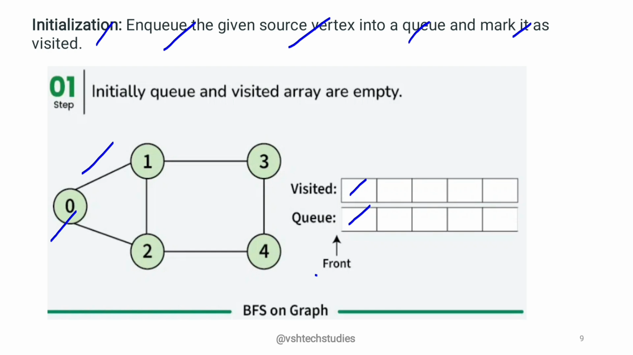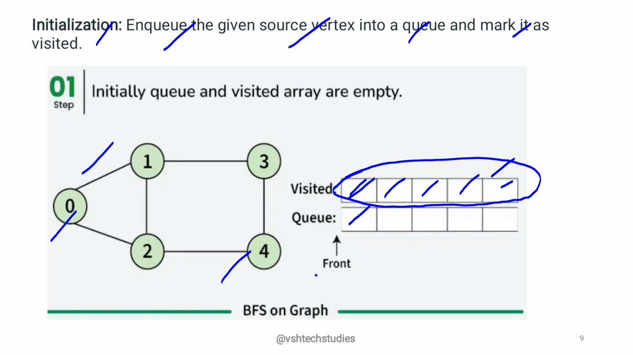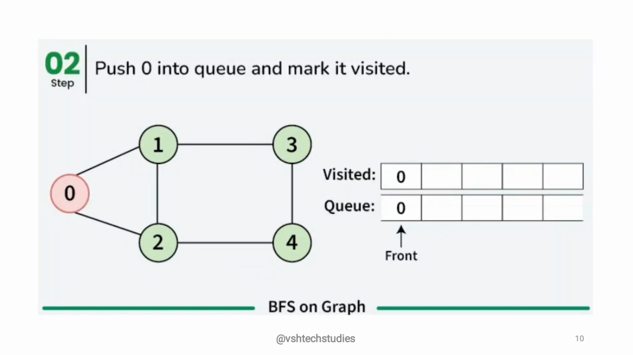Visited is an array whose size is the number of vertices. The number of vertices is 5, so the size of this visited array is 5. We will go on storing vertex numbers here. The order in which we store will be according to the BFS algorithm. Next, vertex 0 is put into the queue. It is at the front of the queue and it is marked as visited also.